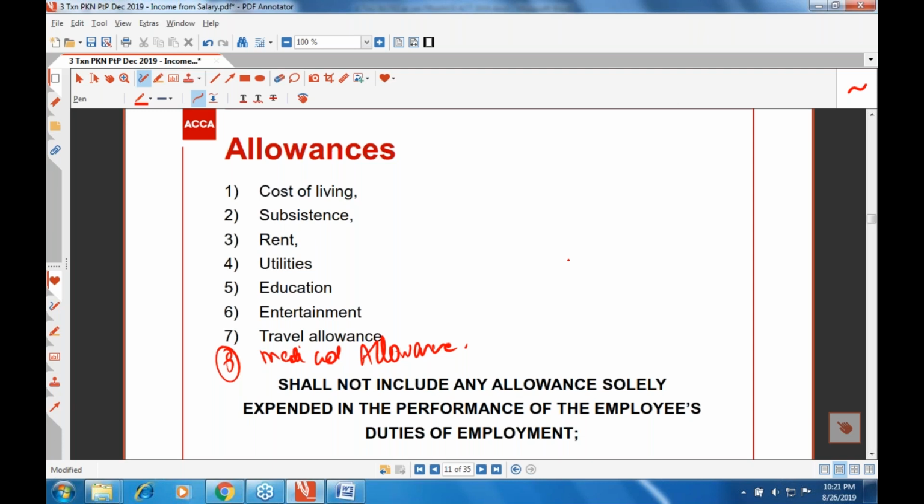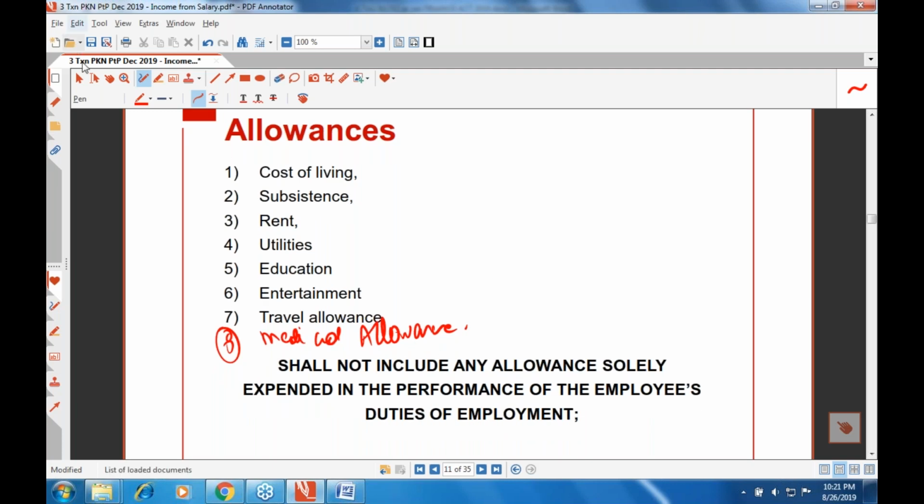Now, one important aspect is that it shall not include any allowance solely expended in the performance of the employee's duty of employment. I'm going to explain this concept. For example, you go on behalf of your company to Dubai. Your company gives you 500,000 for your expenditure in Dubai on a business trip. This entire 500,000 is going to be exempt. Why? Because you were being given these 500,000 to spend on the business trip.